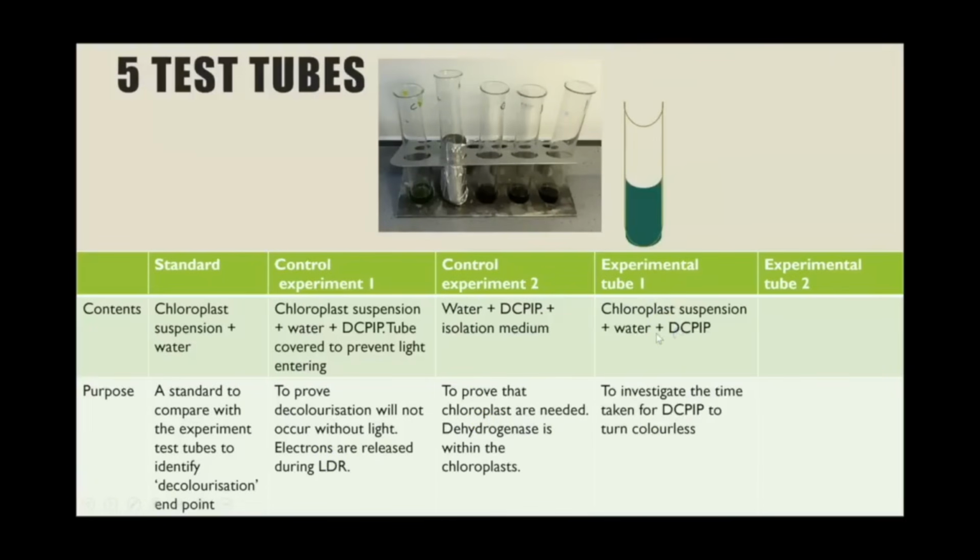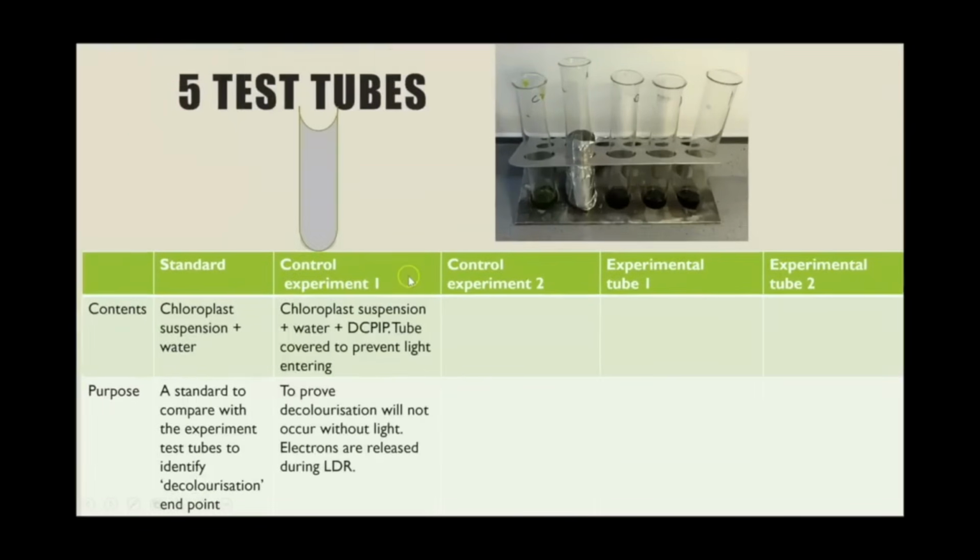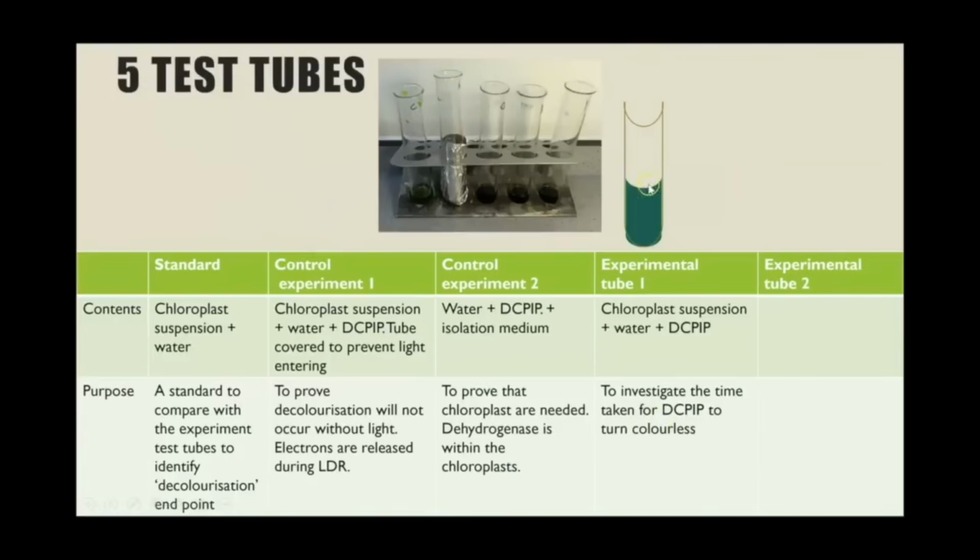The actual experimental tubes. So experimental tube 1, this is the colour it looks. We've got our chloroplast suspension, which is why it's partly green. We've got distilled water and the DCPIP. Now the DCPIP is bright blue, but because it's mixed with the chloroplast suspension, it's more this teal colour. So for this one, I'm going to be timing how long it takes for this particular colour of the chloroplast and the DCPIP to go completely green as it is in the standard tube. And that will indicate when the DCPIP has turned colourless and therefore the end point of the reaction that we're indicating.